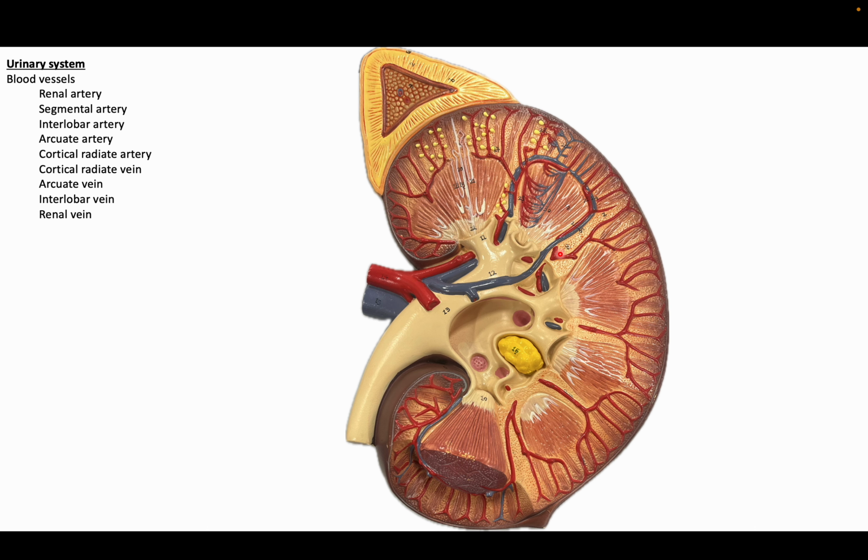This is the interlobar artery. The interlobar artery branches off into the arcuate artery, which branches off into the cortical radiate artery.